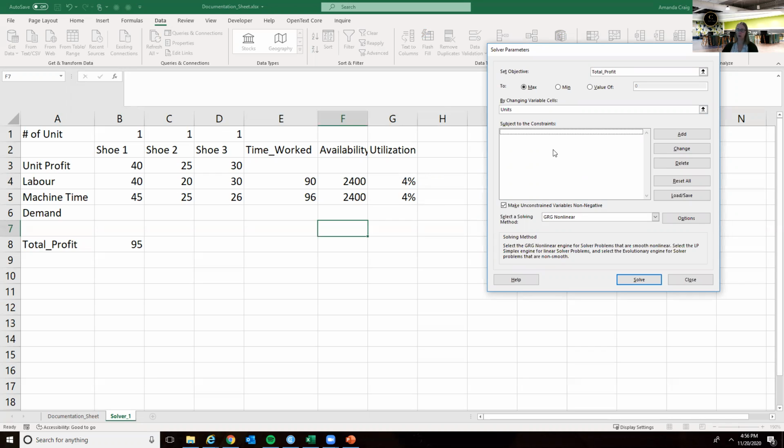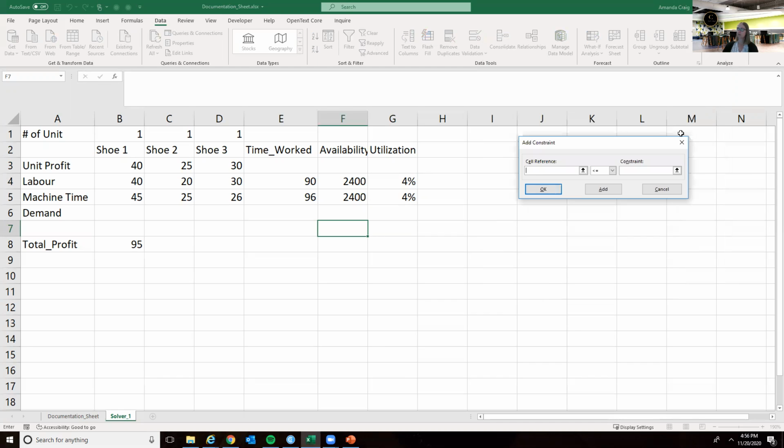And then everything has to operate within certain constraints, so we're going to add those constraints. For our first example, our constraints are going to be based on our time worked. So I want to make sure that my time worked is less than or equal to my availability, which is the 2,400 minutes in a week.